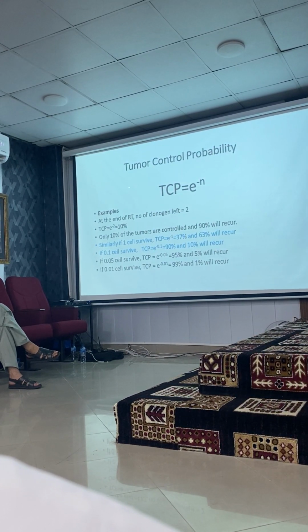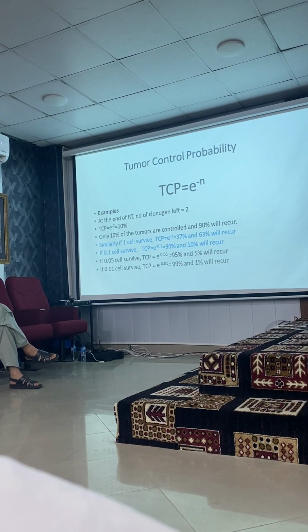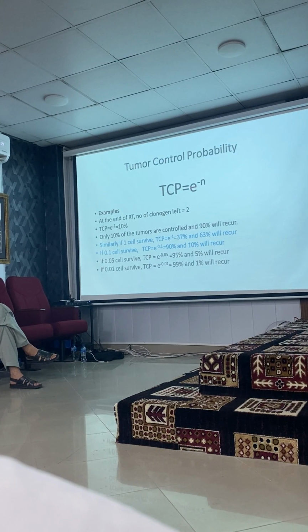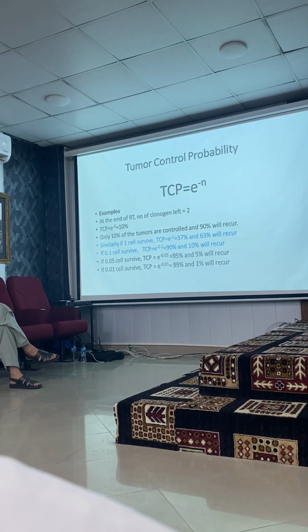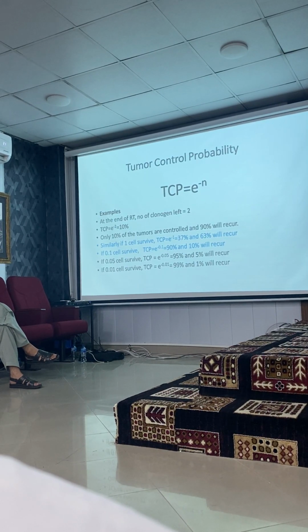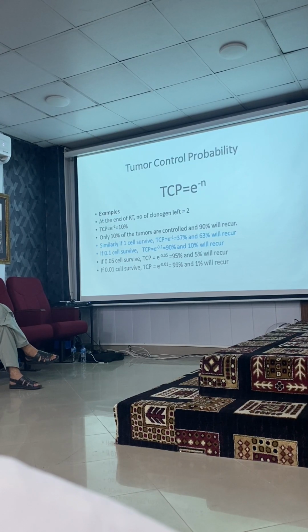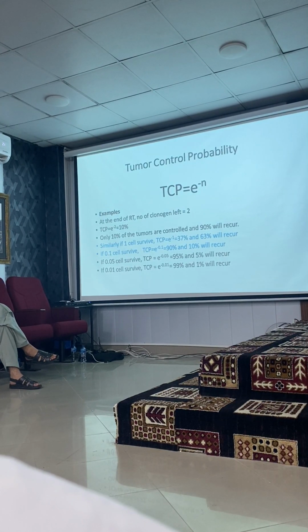So remember what I told you about the biological structure of the tumor. At least 1 billion cells means a cell which can be clinically seen. So TCP, tumor control probability, equals e, the natural logarithm, to the power minus N. N is the number of clonogenic cells. A clonogenic cell is a single cell which has the ability to form a new cancer.